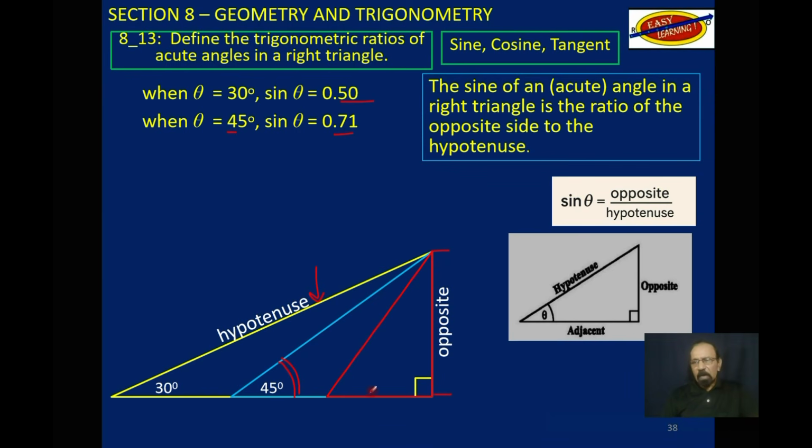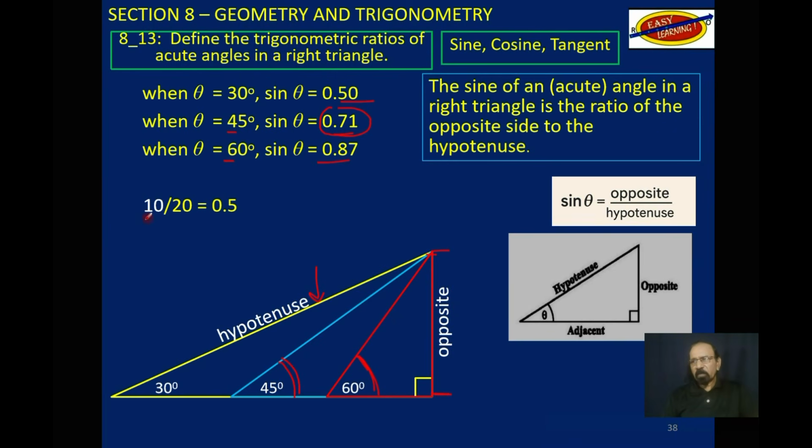And if you make this angle even bigger, say 60 degrees, notice that now this opposite is very close to that hypotenuse. So we will get a ratio even larger than 0.71. So if you find sine of 60 degrees, we get 0.87. So now at 60 degrees, this red opposite here is 0.87 of what that red hypotenuse is.